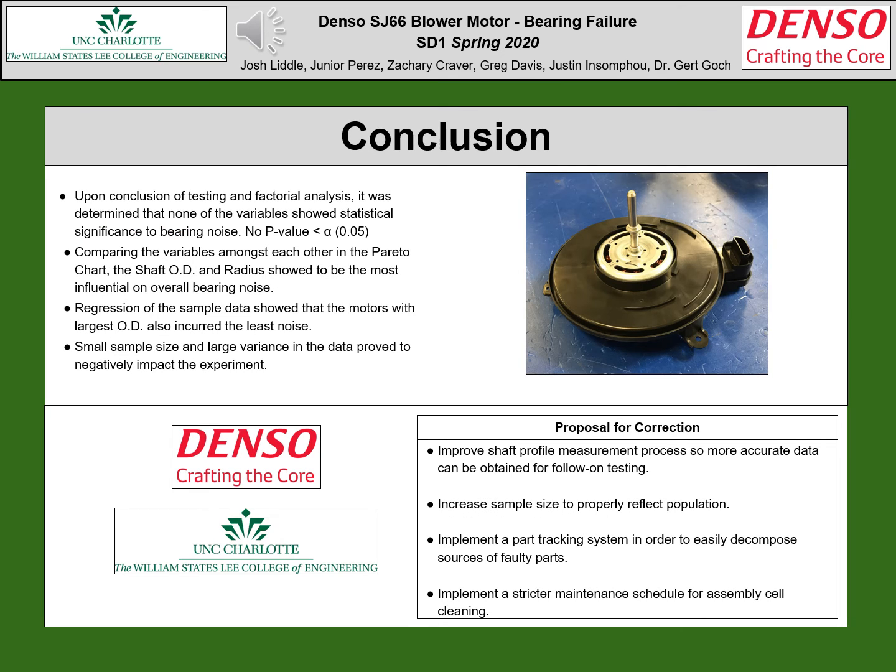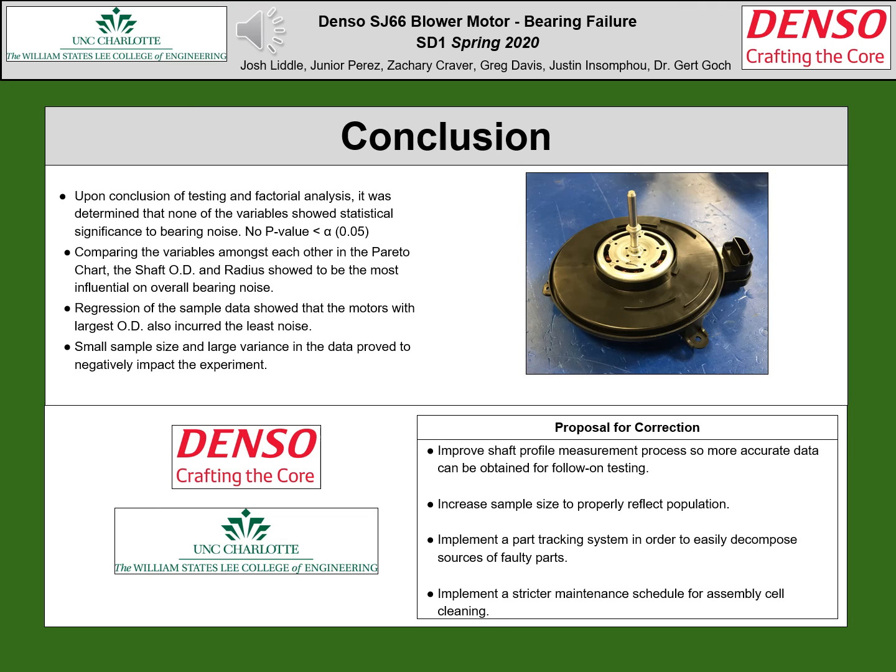After running our factorial design and finding out that our model was not adequate enough to conclude that the factors we selected were statistically significant on their influence of bearing noise, we were still able to identify that the shaft OD and radius to be the most influential and should be looked into further. The sample size used was too small and therefore would need to be increased to make a better determination that our model accurately explains bearing noise.